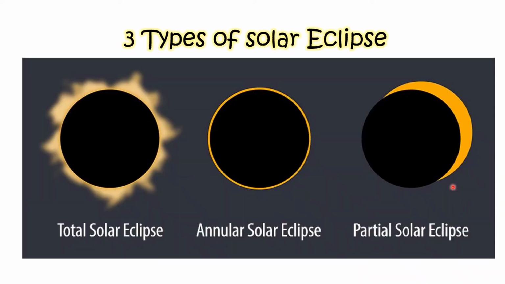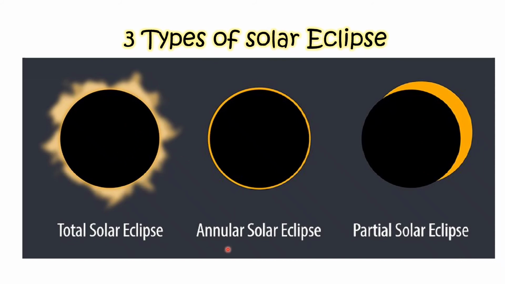Okay, so there are three types of solar eclipse. We have total solar eclipse, annular solar eclipse, and partial solar eclipse. This is the one that I told you about a while ago, the total solar eclipse. It occurs when the moon completely covers the surface of the sun, and it's very rare.